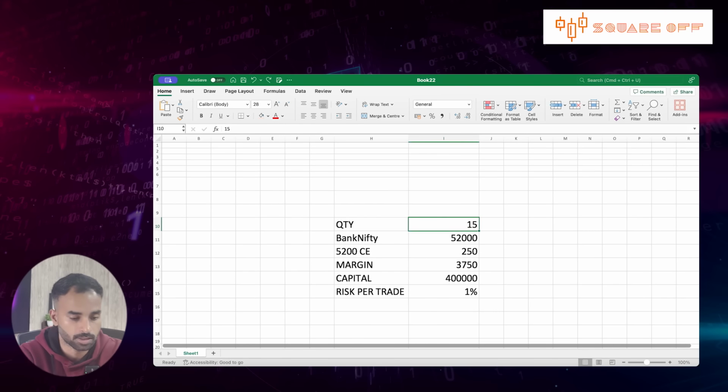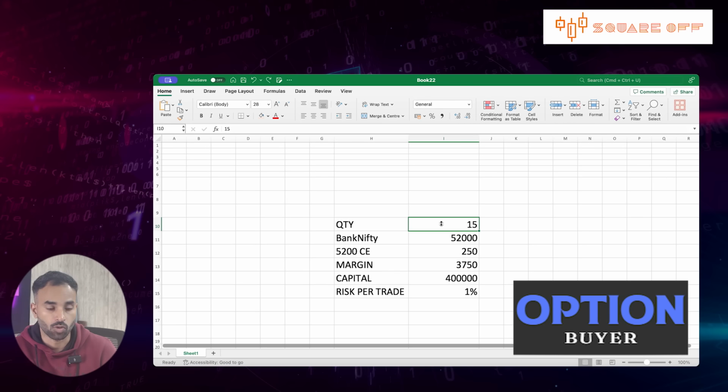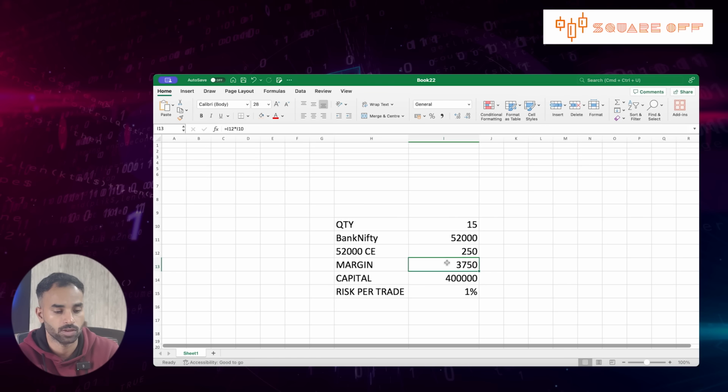So let's consider this example. See, currently if you are an option buyer, let me explain how this new rule will drastically affect an option buyer. If I'm an option buyer and I'm trying to trade with one lot, where currently Bank Nifty is at 52,000 and 52,000 CE is trading around 250 rupees. Consider that as an ATM option. So in order to buy this one lot, I need to give just 3,750 rupees. So around 4,000 rupees is enough to trade this one lot of option buying.